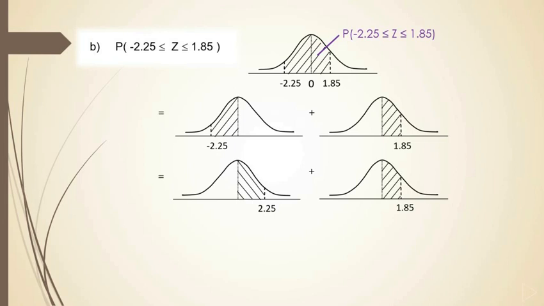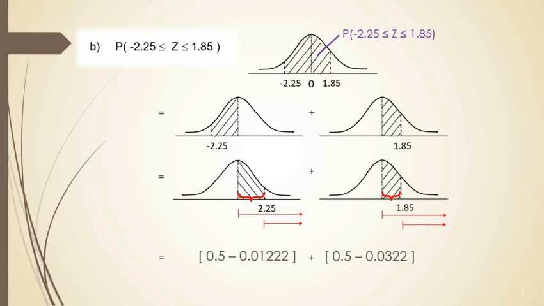So what we can do is, for the first part, we can take half of the distribution minus the area of the upper tail of 2.25 to get the middle area. Similarly, for the second part, we can take half of the distribution minus the area of the upper tail of 1.85 to get the middle area. The area for half of the distribution is 0.5. And the area of the upper tail of 2.25 and upper tail of 1.85, we can get from the normal distribution table.